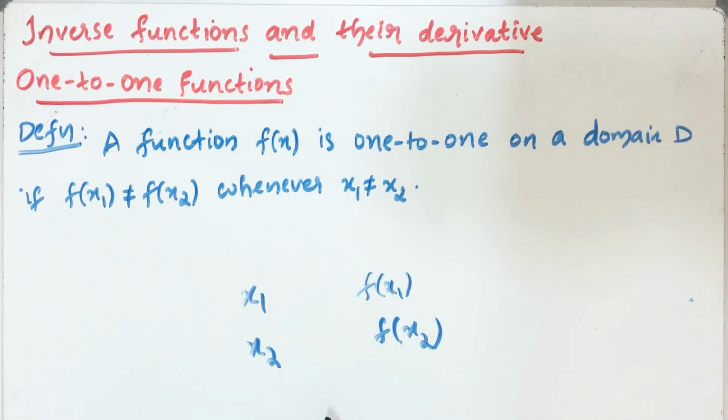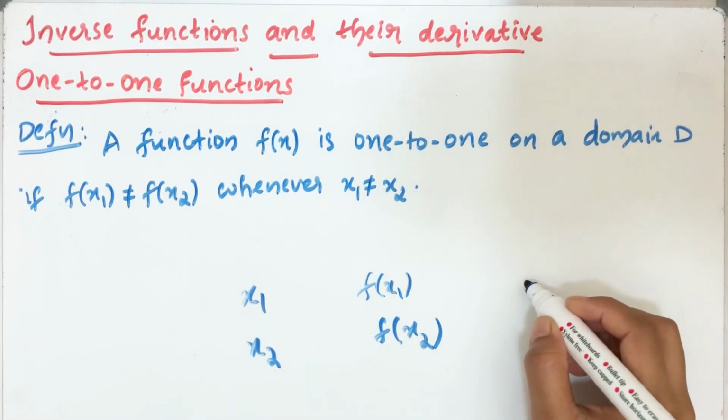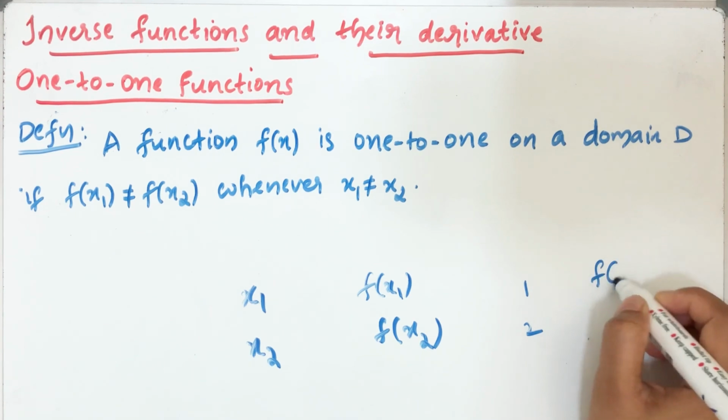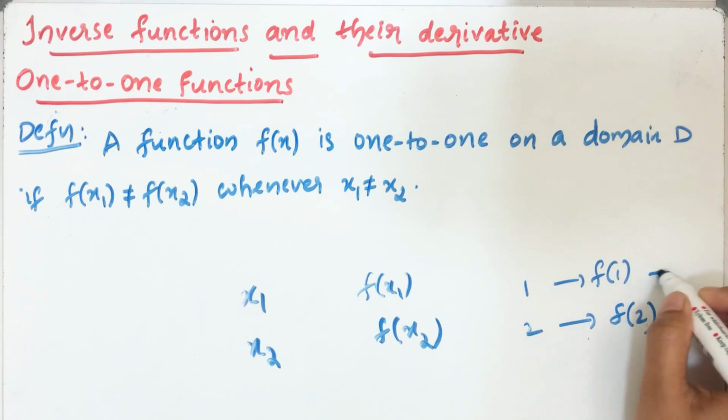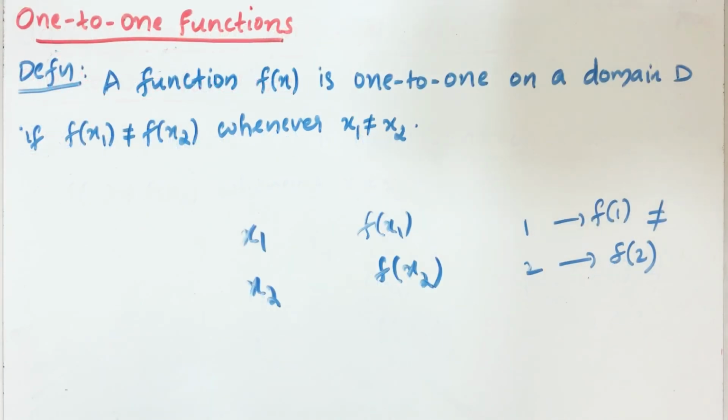If it was not 1-1, then we could map x1 to f(x1) and x2 to f(x1) itself. If it is 1-1, we have to map x1 to f(x1) and x2 to f(x2). Or if we have numbers 1 and 2, then the image of 1 is f(1), the image of 2 is f(2), and f(1) is not equal to f(2). If it is not 1-1, we can have even f(1) equal to 1 and f(2) equal to 1. We can map 1 to 1, 2 to 1. But if it is 1-1, we cannot map like this. Hope you understand. I am not confusing you.